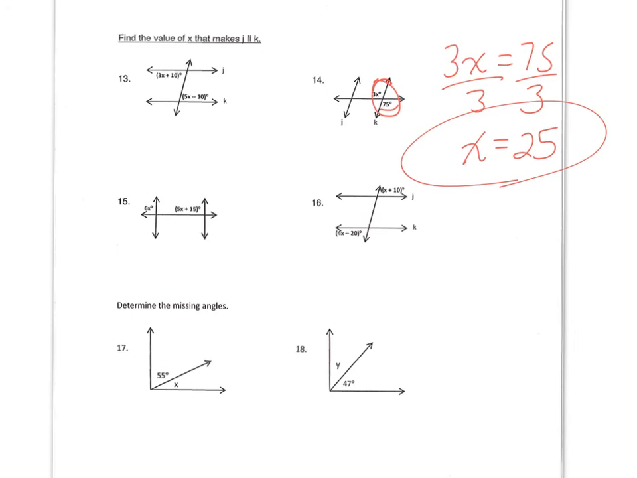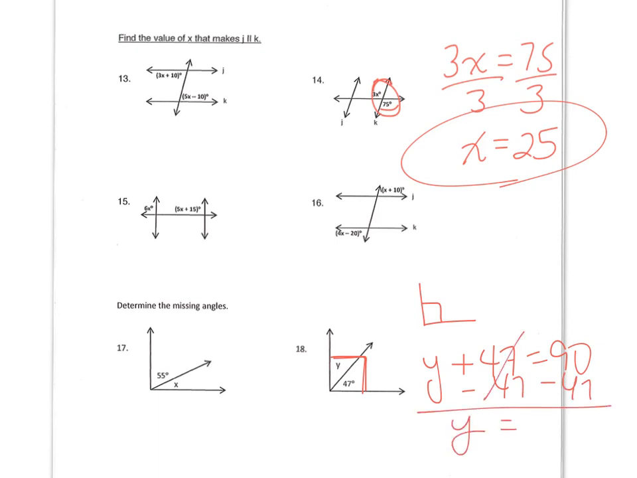Let's look at number 18. We know that this is a right angle, and we know they're complementary. Complementary makes a corner, so it's complementary. So I can say y plus 47 equals 90 degrees, because when you add these together, it should be 90 degrees. So subtract 47 to both sides, and y equals 43 degrees, and you're going to do the same thing for 17. All right, let's go to the next page.